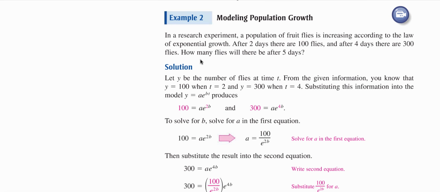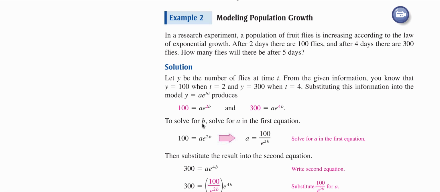So we take the things that we know. We know that y equals 100 when t equals 2. And we know that y equals 300 when t equals 4. Substituting this information into the model, we get two equations. 100 equals a times e to the 2b, and 300 equals a times e to the 4b.